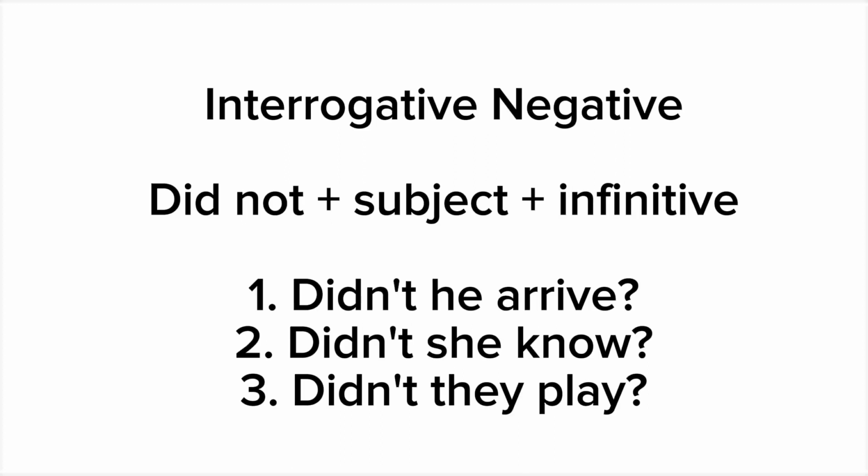Interrogative form has also its negative side. This time, instead of did, we add didn't or did not to the subject plus the infinitive without to. Samples: 1. Didn't he arrive? 2. Didn't she know? And 3. Didn't they play? The verbs are still in their present tense.